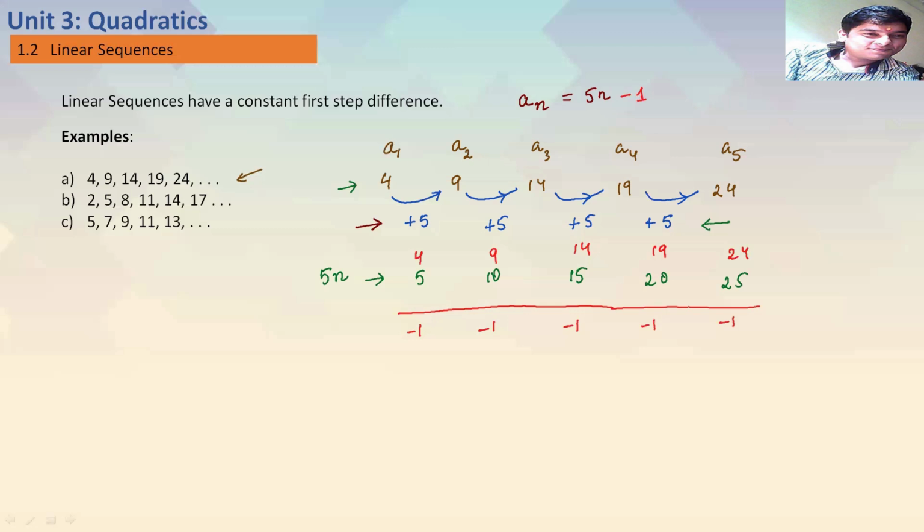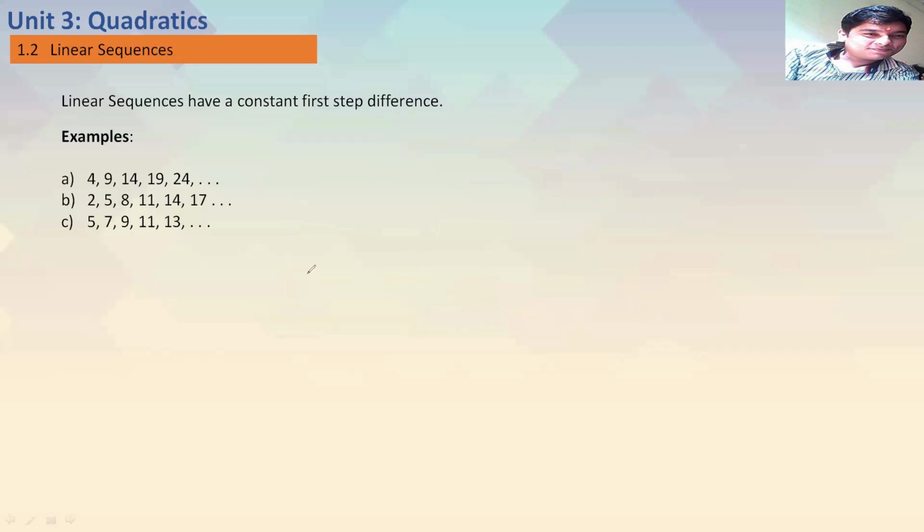It was easier for you to guess, so you could guess, right? But sometimes it will become difficult for you to guess, so you have to follow the procedure. This is the procedure of finding out the general term. Are you getting the picture? Very good. Let's try the second one. Come on. We have 2, 5, 8, 11, 14, 17.